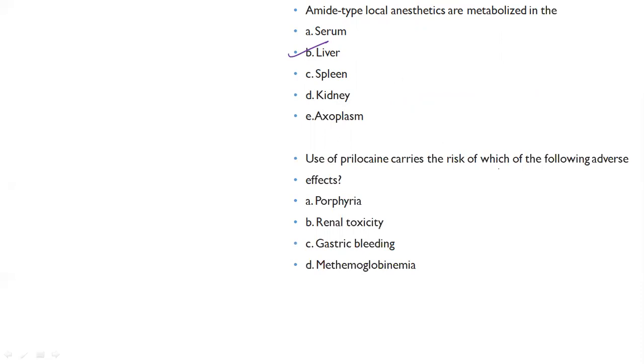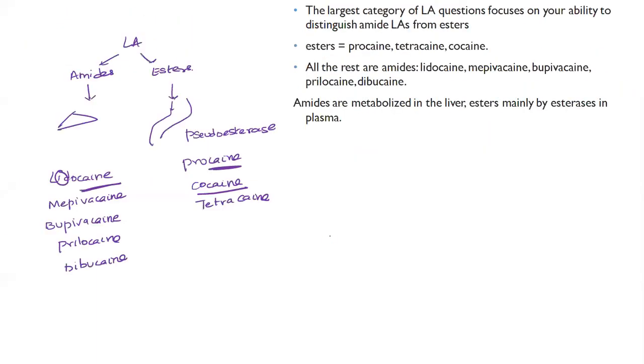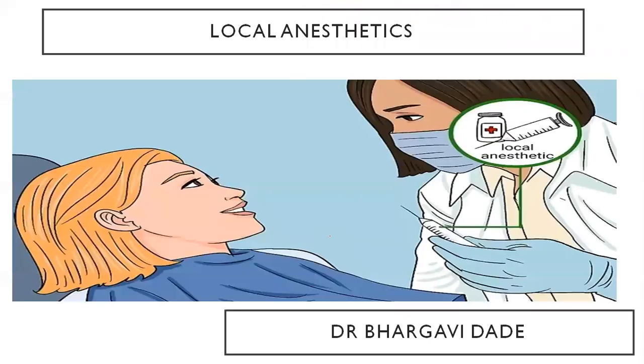Use of prilocaine carries the risk of which of the following adverse effects? It is methemoglobinemia. All right, so that is all for today, and I hope you have understood clearly what the types of LA are, what the mechanism of action is, and how the drug reacts in the body, and how our body reacts to the drug.